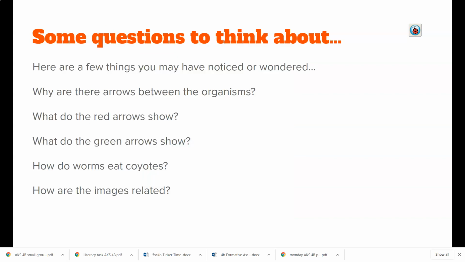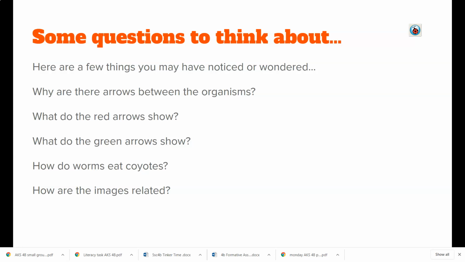Okay, friends, here are some things to think about. You might have noticed these things or wondered these things, but these are some things I noticed, and I wanted to be sure that you thought about them too. Why are there arrows between those organisms? What do the red arrows show? What do the green arrows show?